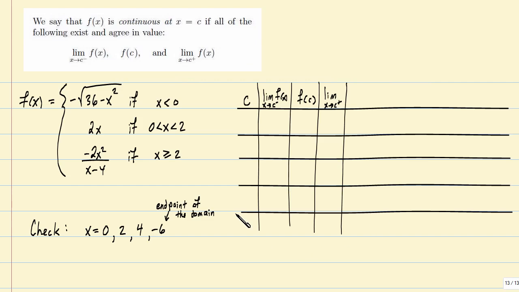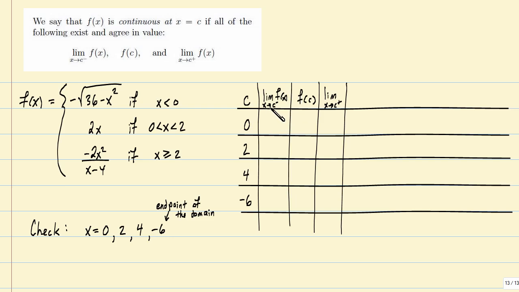Let's also create a table to organize our thoughts, keeping in mind we'll need to know the values of all three of these things, or at least what's happening to all three of these things. The c values that we want to consider, of course, are these x values here. So let's fill those into our table. We'll want to consider 0, and 2, and 4, and -6. Let's take 0 to start.